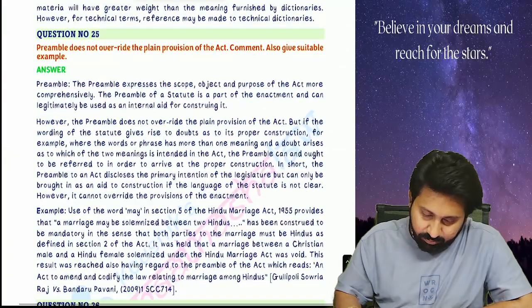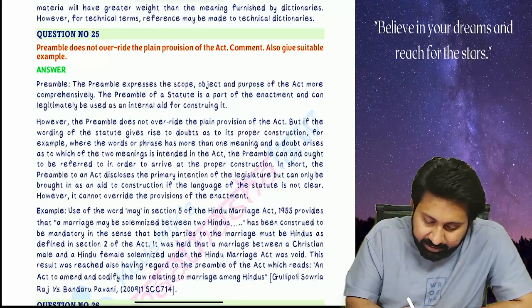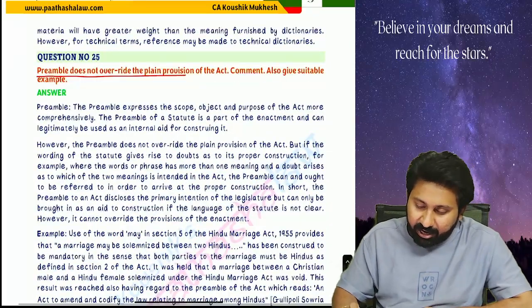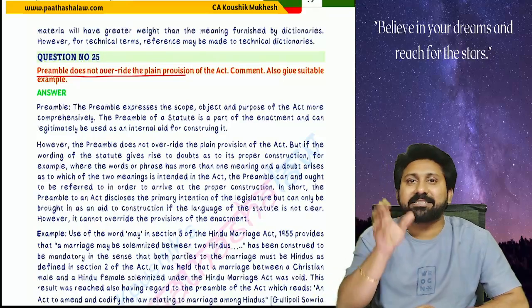Next, the preamble does not override the plain provision of the act. Preamble cannot. I told you already, preamble is like a reception.